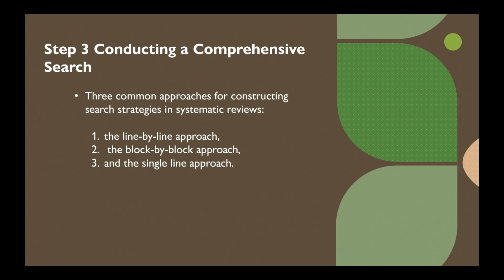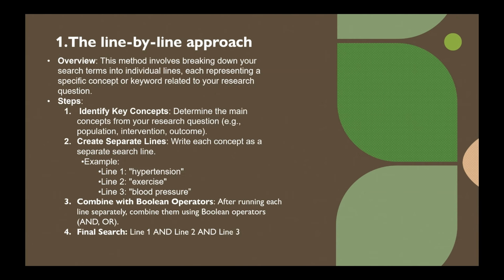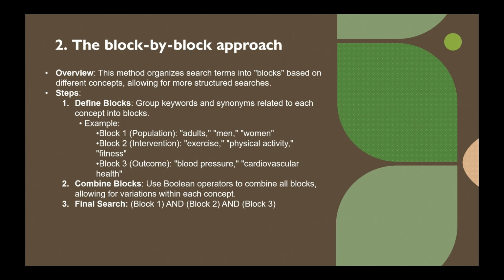Now step number 3 is conducting a comprehensive search. So there are 3 main approaches for conducting a comprehensive search. First one is the line by line approach. So here you are including each search term on a separate line. For example, hypertension, exercise, blood pressure.